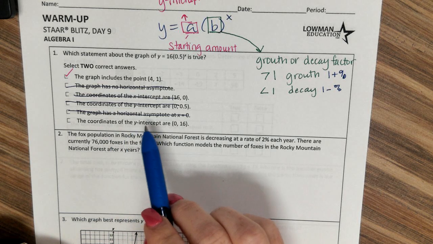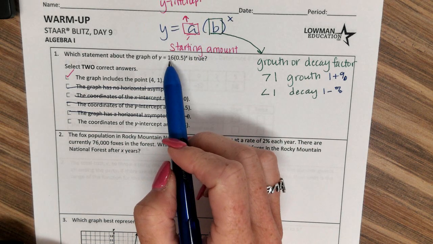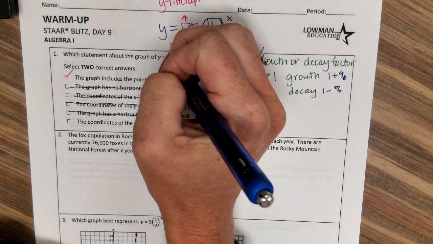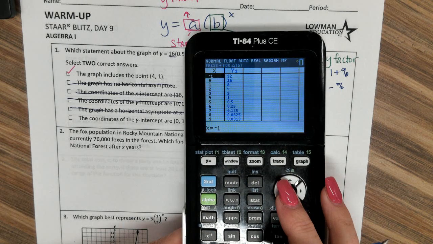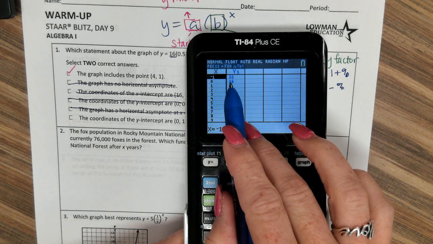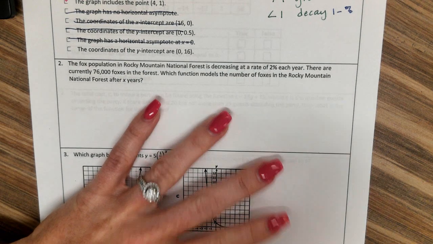The coordinates of the y-intercept are 0, 16. Is that true? How do I know? Because this is the y-intercept. And if I didn't know that, I could look at the table, and it is at 0, 16. Okay, let's go to the next question, number 2.